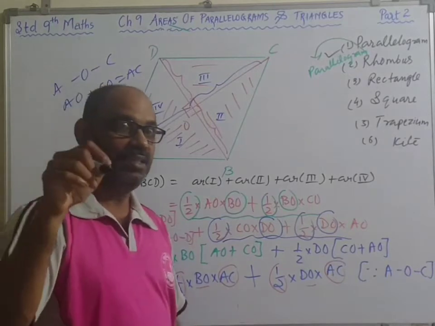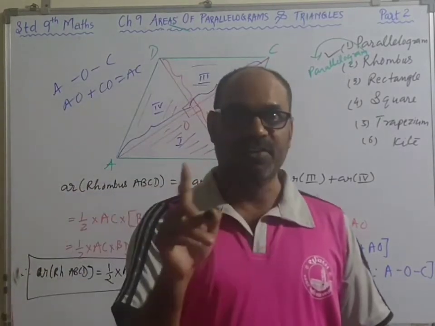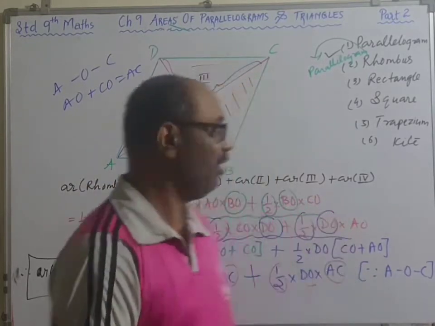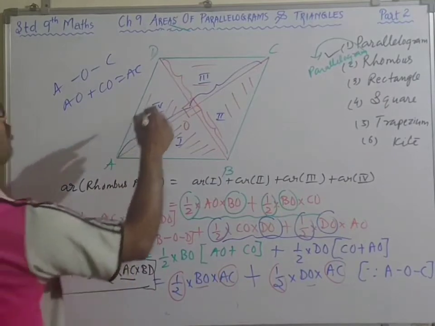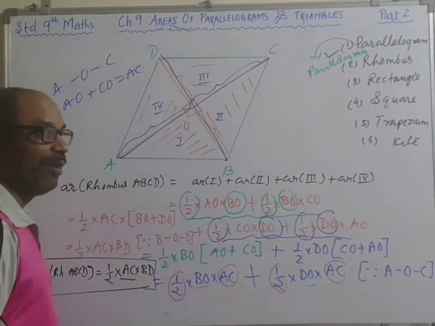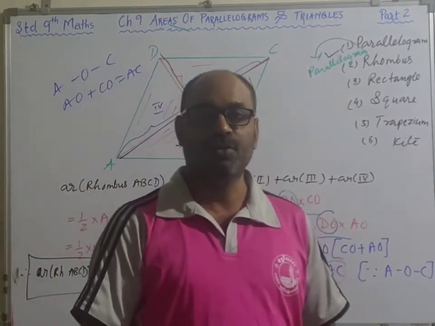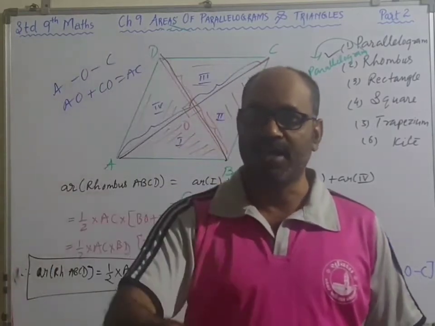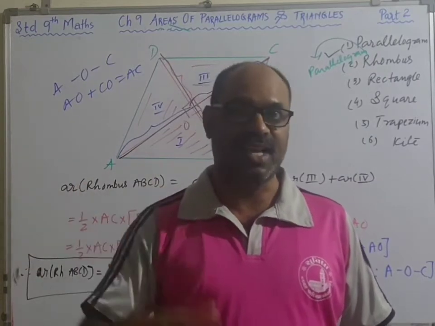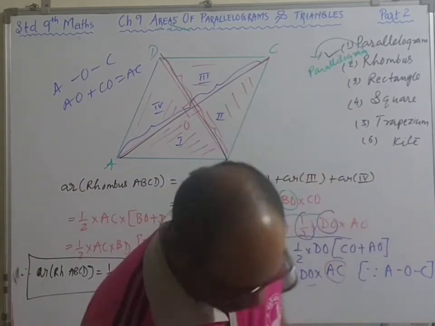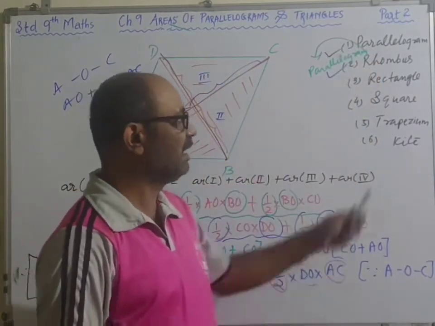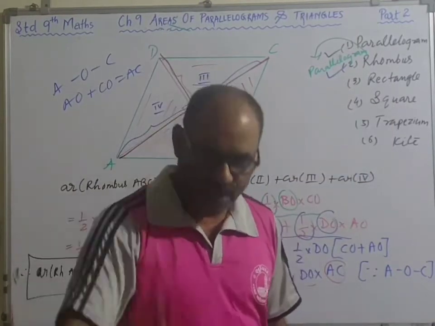Children, once again, in the formula of area of rhombus, half is introduced. Half into AC, that is diagonal, into BD, that is second diagonal. So what is the area of rhombus? Half into diagonal 1 into diagonal 2. So half into product of two diagonals. That is area of rhombus. Is that clear, children? So now we have seen area of rhombus as well. Now we can see the area of rectangle, which is very easy.